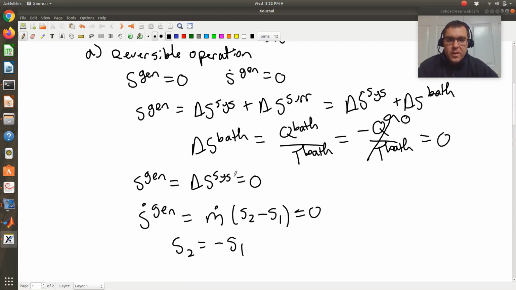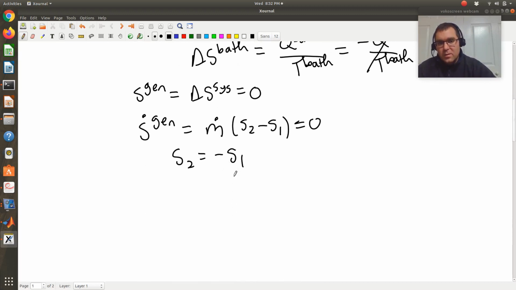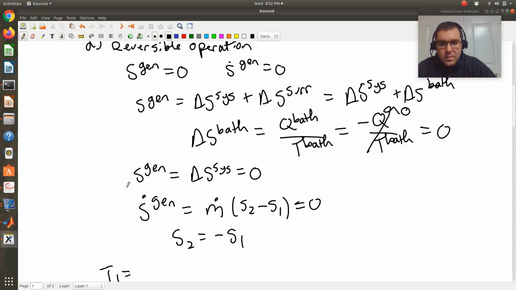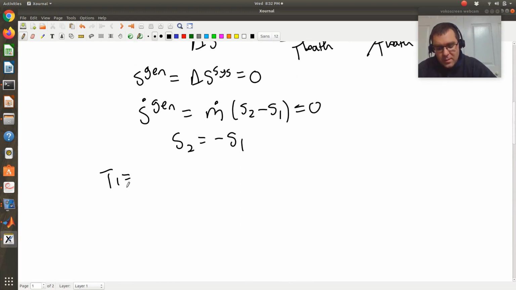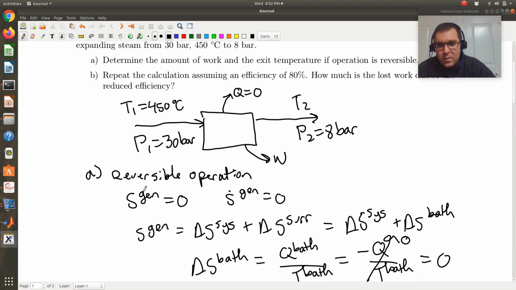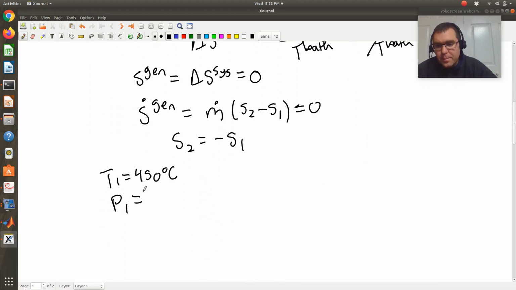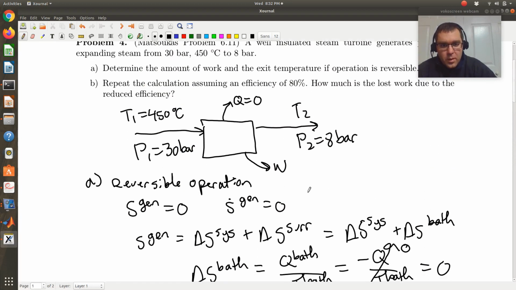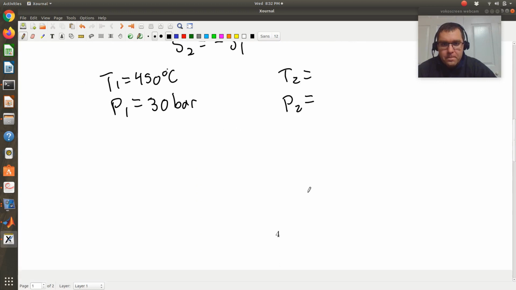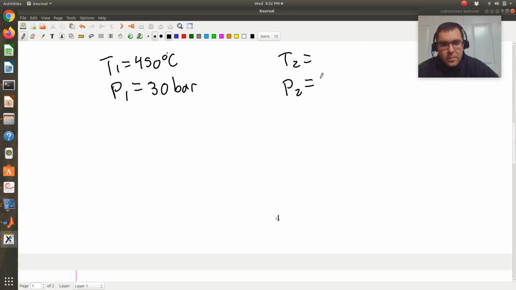All right, so let's do it. So I'm just going to make a little table here. T1 is 450 degrees C. Okay, and P1 is 30 bar. Okay, I don't know T2, but I know that P2 is equal to 8 bar. Okay, so let's do it.